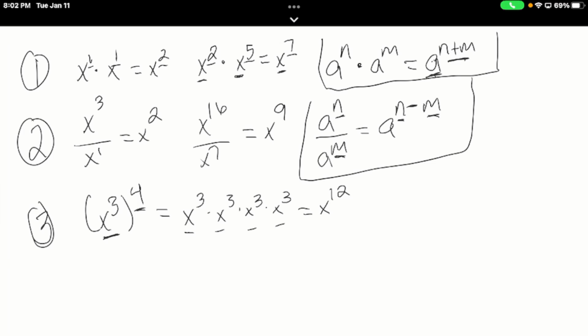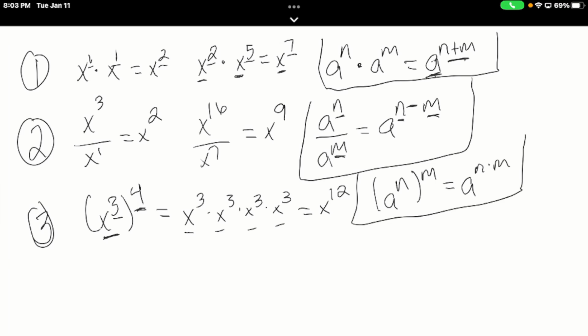What do I notice here? 3 and 4 are related to 12 in a way that you multiply them together to get 12. So the general form for the third property is if I have something raised to a power and I raise that to an additional power, I multiply those two answers. Okay, this is the fourth property. Take an expression that is raised to a power and then raise that additionally to another power, you're going to multiply them. So those are the first three of them.